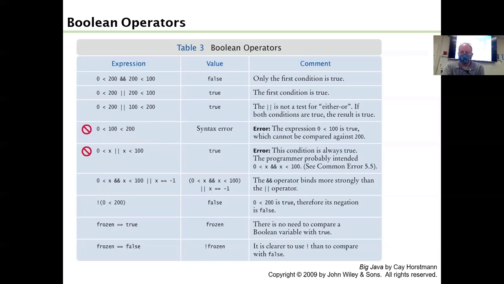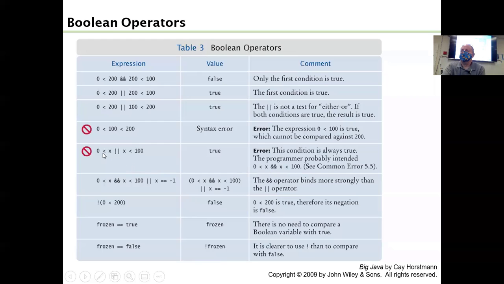Okay, let's look at this one. 0 is less than x, or x is less than 100. Why is this bad? So this condition is always true. The programmer probably intended 0 is less than x, and x is less than 100.